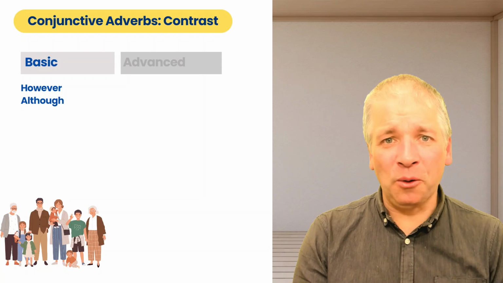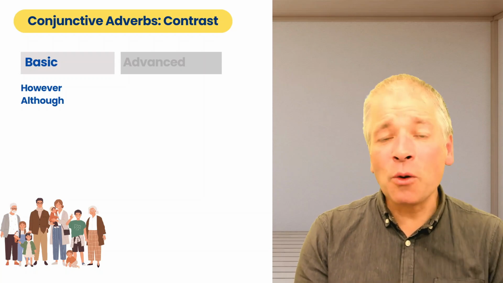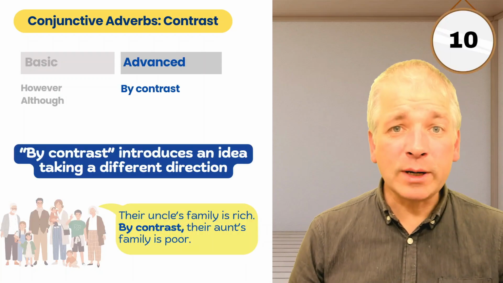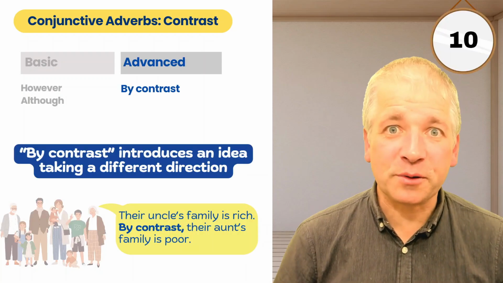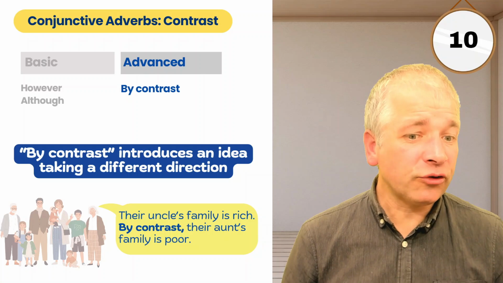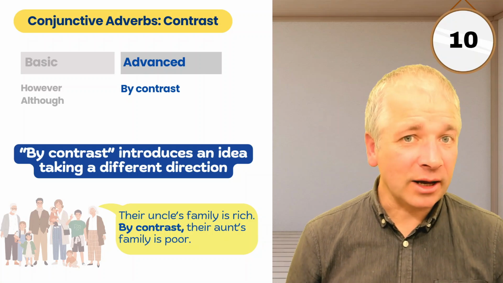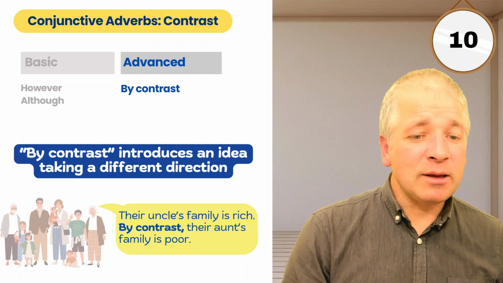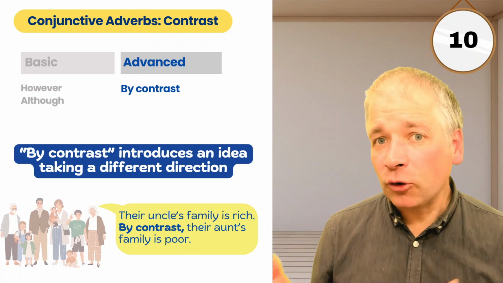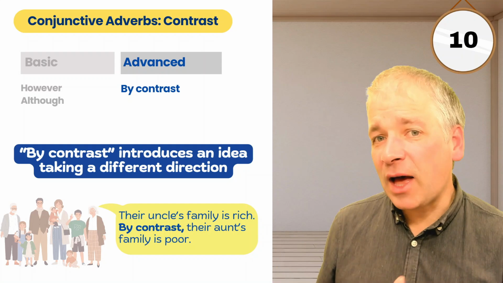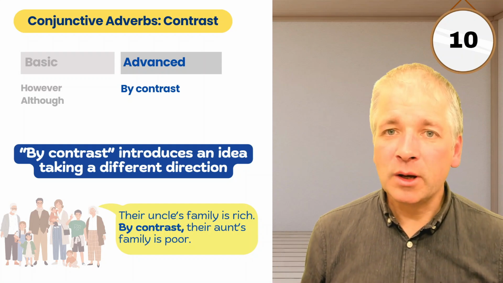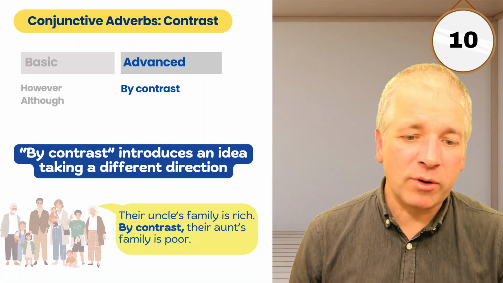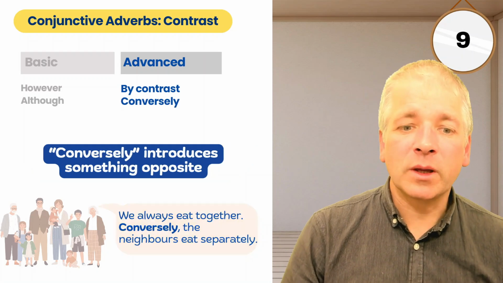Similarly, although is used a lot. But there are other ways that we can express the same thing in different words. For instance, by contrast. By contrast introduces an idea taking a different direction. The uncle's family is rich. By contrast, their aunt's family is poor. So the second idea is in a different direction to the first. The first one, rich. The second, poor.